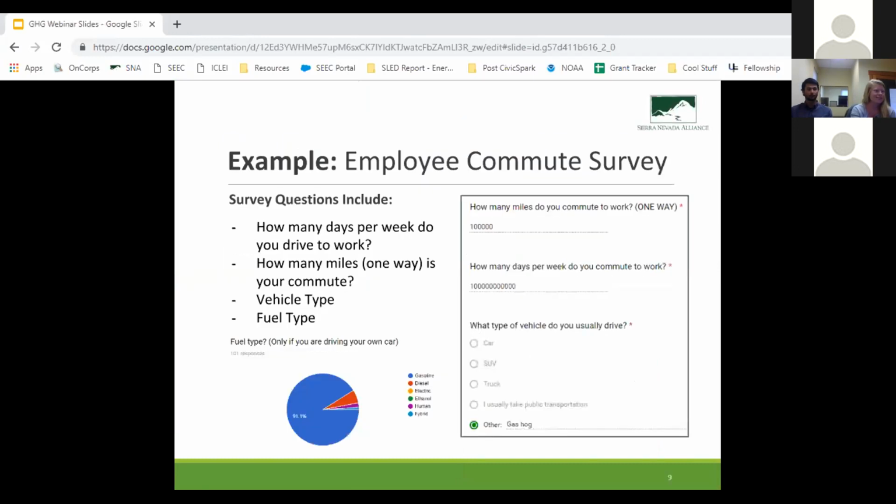So this is an example from our South Lake Tahoe inventory. This is our employee commute survey that surveyed all city employees about their daily commutes to work. So survey questions included number of days per week commuting to work, mileage for their commute, vehicle type, and fuel type. And then using all this data, you're able to find vehicle miles traveled for each vehicle type and fuel type for the certain year that you're looking at. And as you can see from this response we received, you can't win them all, but out of over 100 responses, there was only one that we couldn't use.